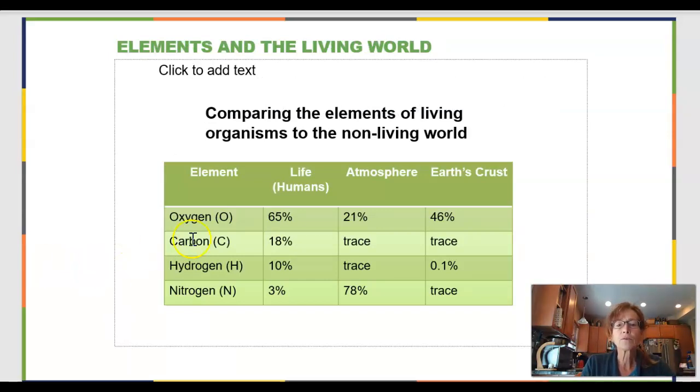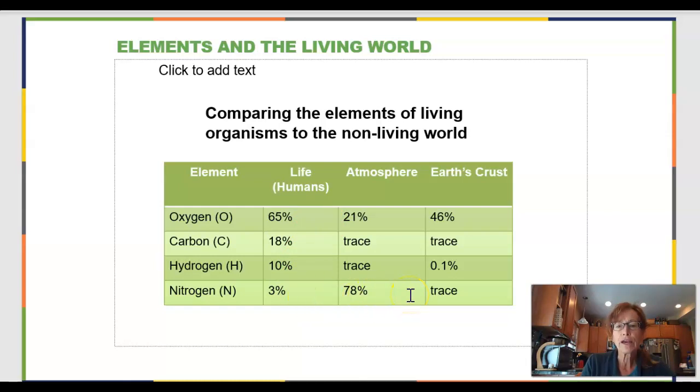Here we can see why we care about these elements in particular: they form so much of the living world. They form a lot of us, and they form things in our atmosphere and the Earth's crust. What you see here is the percentage of each of these four elements in human beings. You can see we're largely oxygen, and then we have carbon, obviously, because carbon is a very important element that we use to identify things which have an organic origin. And we have hydrogen and nitrogen. So you can see what that percentage is.